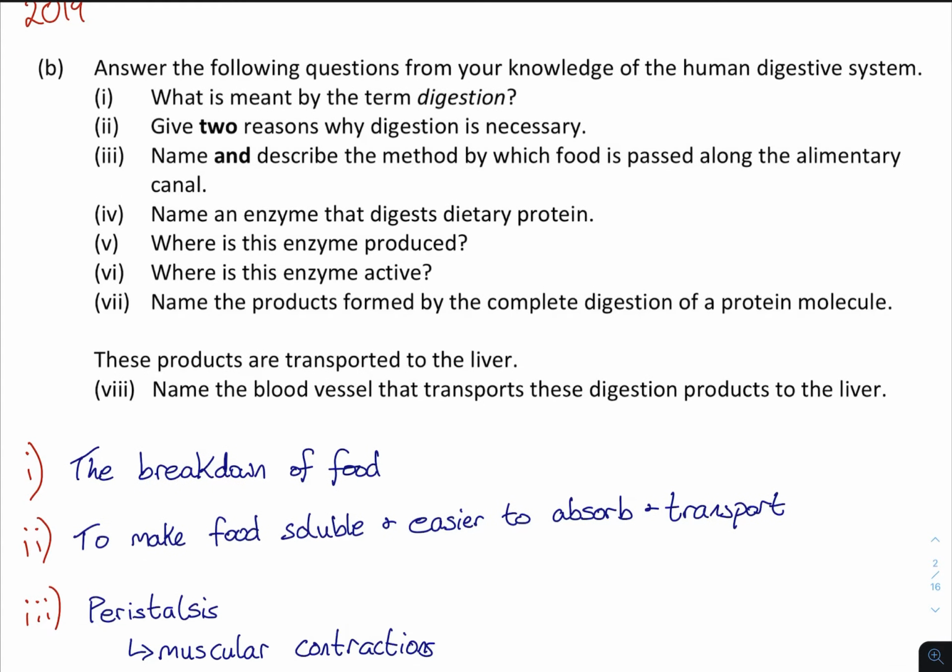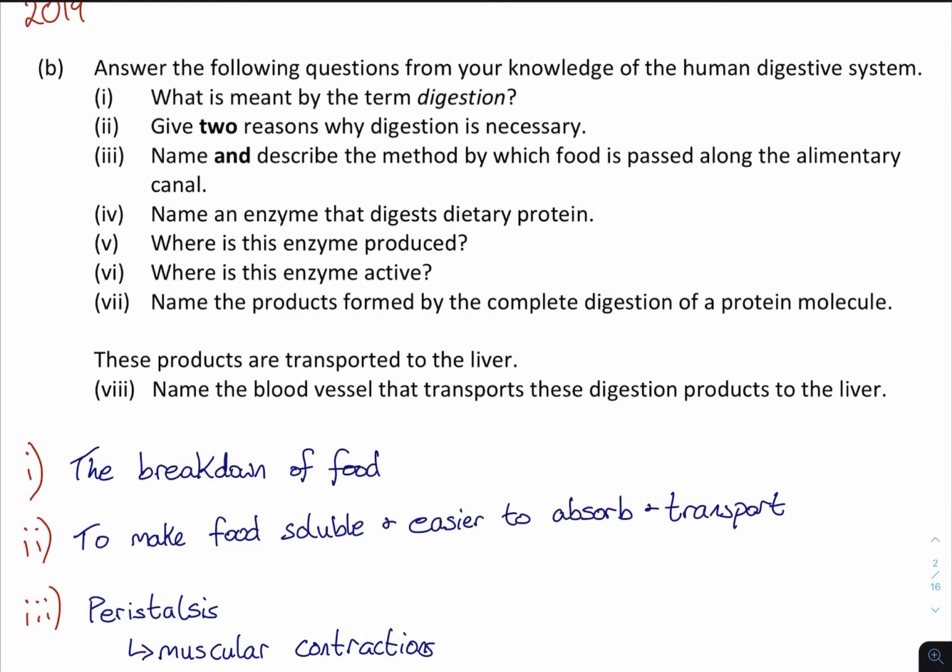You're asked to state what is meant by the term digestion. This comes up quite frequently. It is the breakdown of food. Now, the question underneath it, give 2 reasons why digestion is necessary, isn't such a frequent question, and sometimes students answer it within part I. So you just have to be a little bit careful there that you repeat your answer again for part 2 if that was the case.